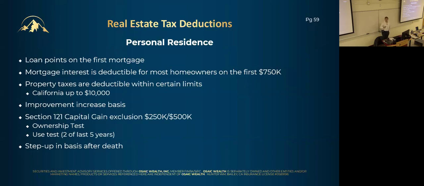And then the last thing we have on here is you get that step-up in basis also. So if you have somebody that's the beneficiary, transfer on death, goes to a trust, whatever sort of thing you have, somebody inherits it, just like a capital asset, you'll get that step-up in basis and they get to sell it tax-free. So that's also pretty nice.